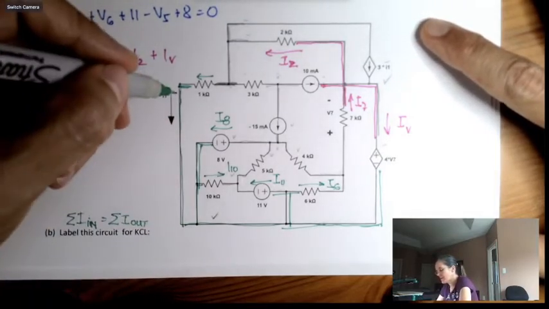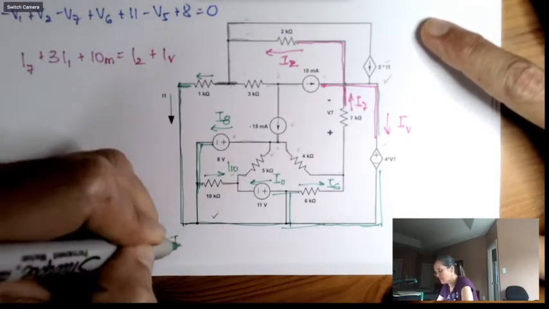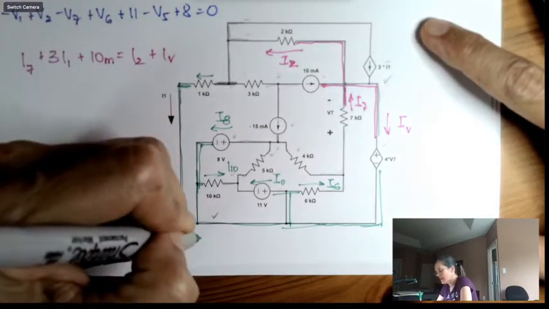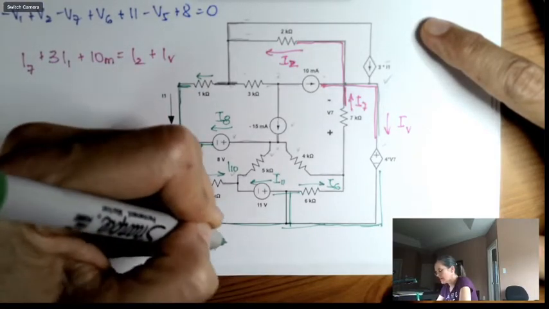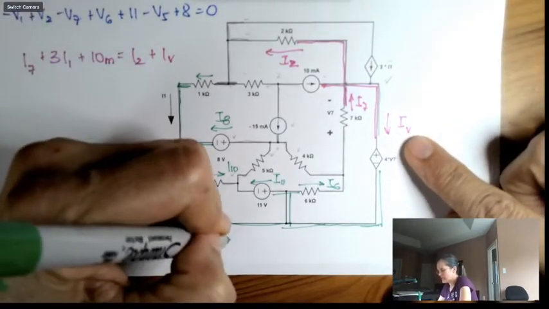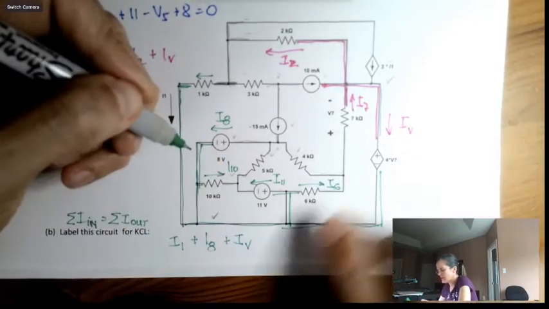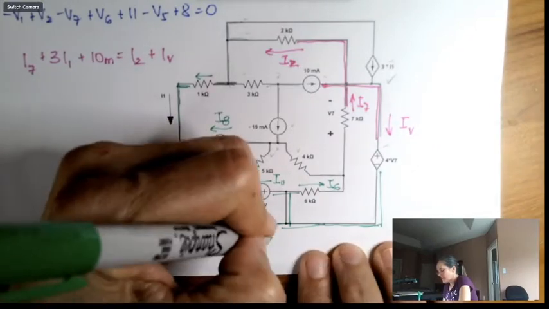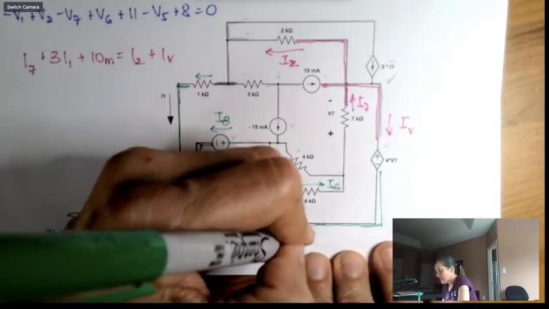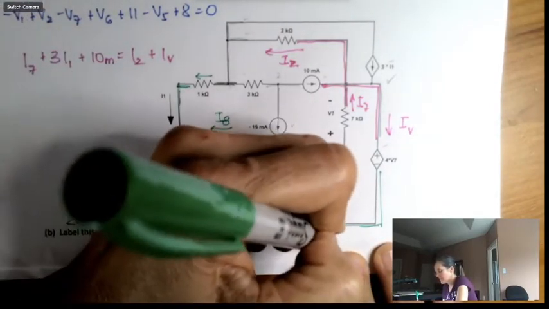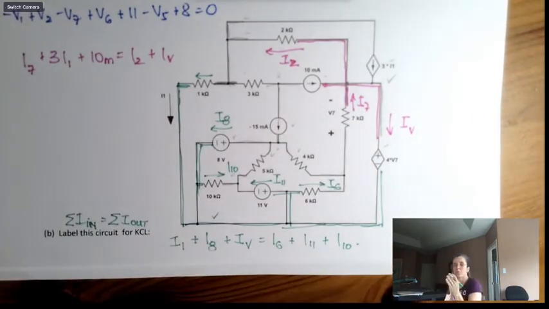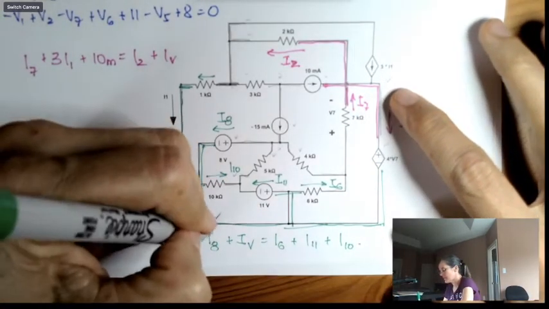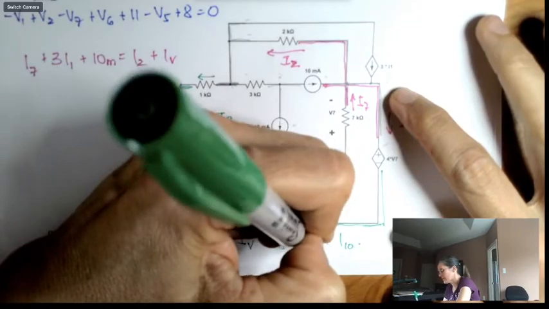So everything coming into the node, I'm sure you know this one: I1 plus I8 plus IV, let me see, I think that's it, equals I6 plus I11 plus I10. So it's a sum of currents. I realize my eyes are not consistent here, sorry.